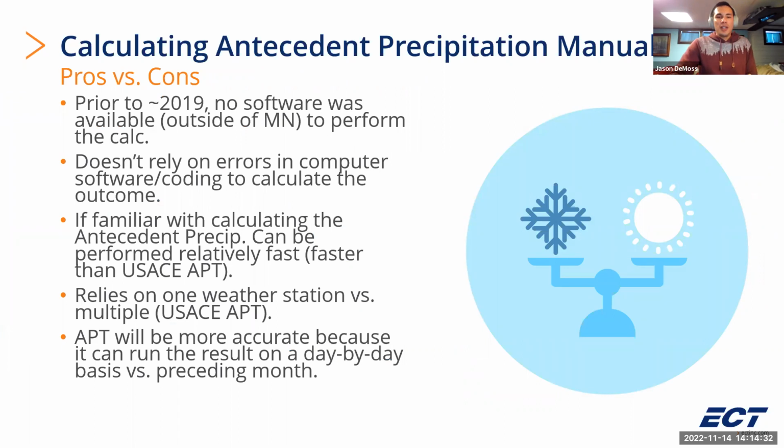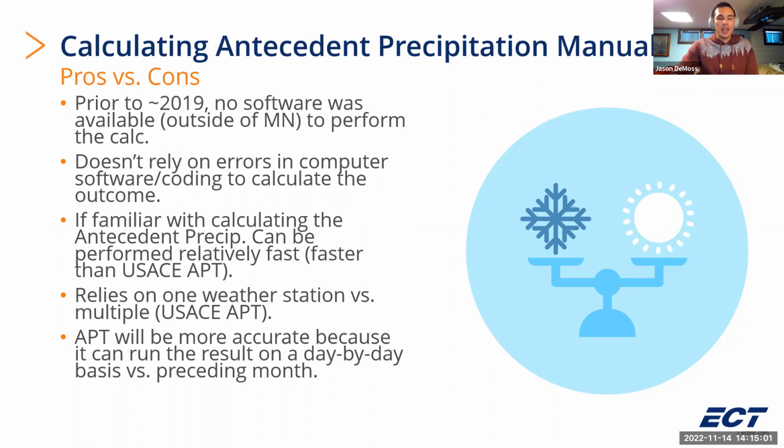And so that long manual calculation that I just did, prior to 2019, there was no software available that would do this for you outside of the state of Minnesota. So again, in Minnesota, Bowser has their own way of doing this, but we're here in Michigan. So another pro of doing the calculation manually is it doesn't rely on errors in computer software or coding, or if your computer system is down.